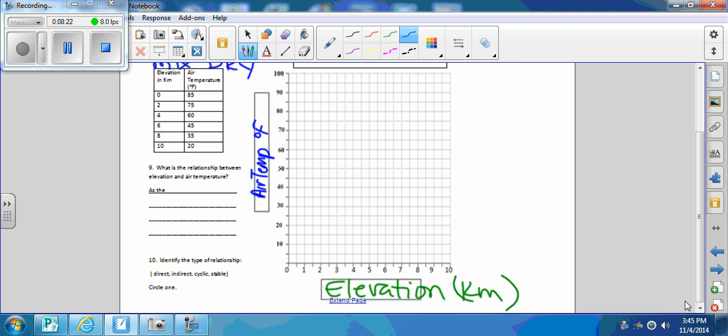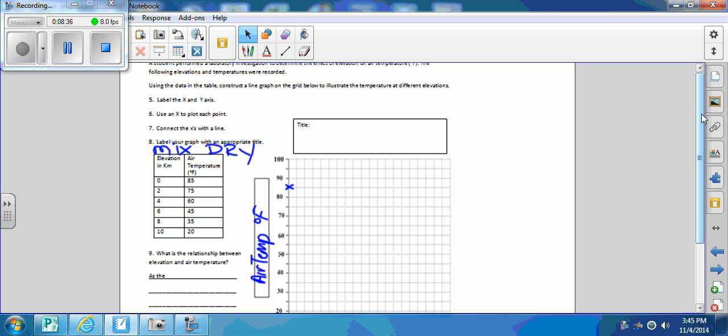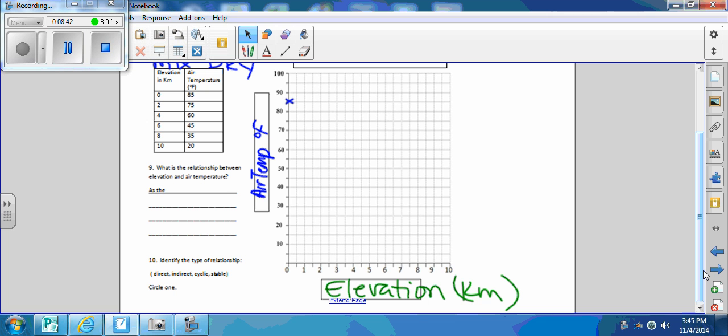Degrees Fahrenheit. What is the relationship between elevation and air temperature? You can't answer that until you actually plot your points. So 0 and 85. 0, 85. Oh my goodness. How many of you put dots and got points taken off because you don't read the directions? What does that say? Use an X to plot each point. Exactly. All right, keep going. What's next? Second one. 2 and 75. Go over and up. Put your X. 4 and 60. Over to 4, up to 60, make an X. 8 and 35, over to 8, up to 35, and make an X. 10 and 20, over to 10, up to 20, make an X.